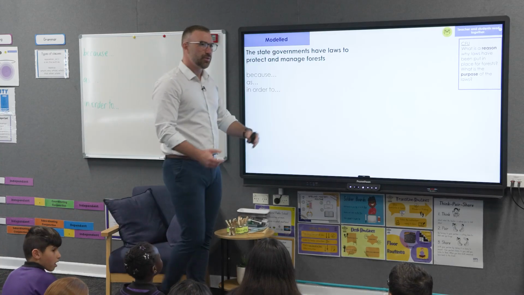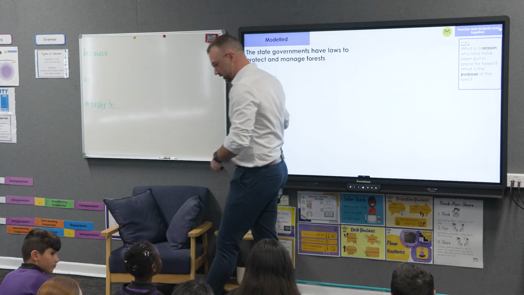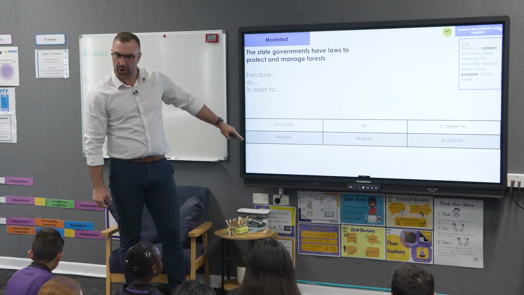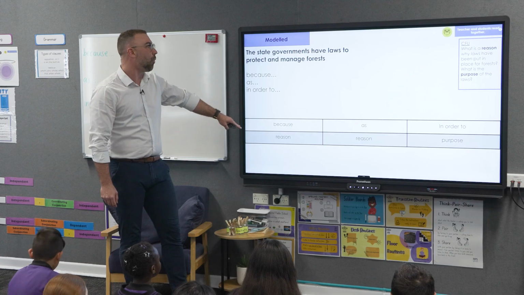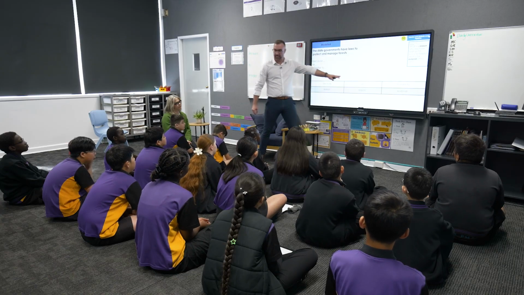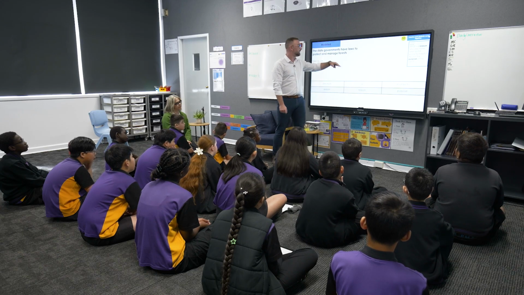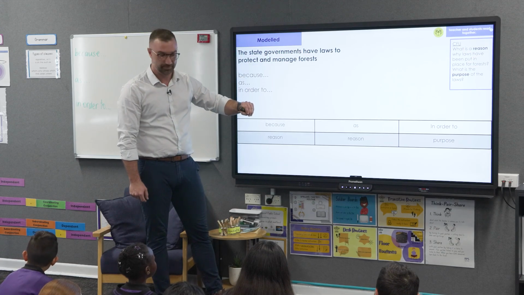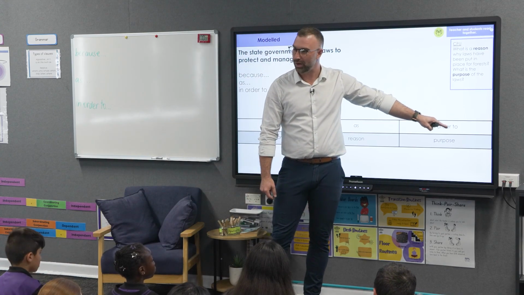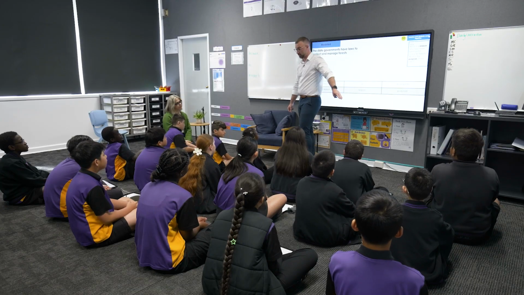Okay. So what I've got to do now is find the meaning of these 3 conjunctions. I know that because is a reason. So I'm going to have to provide a reason why state governments have laws. As is also another reason. So I'm going to have to give a reason why state governments have laws. My last one here, in order to, what is the meaning? Purpose. So I have to give a purpose.